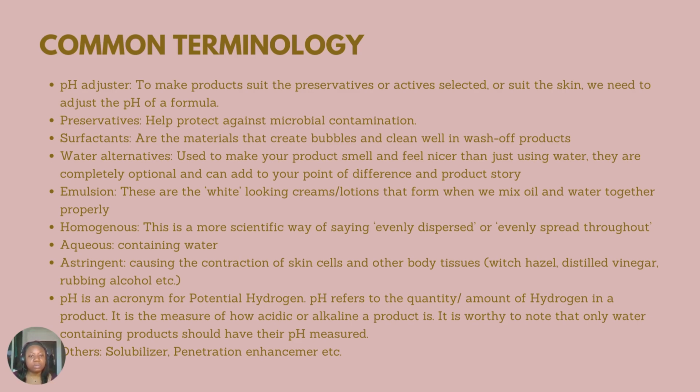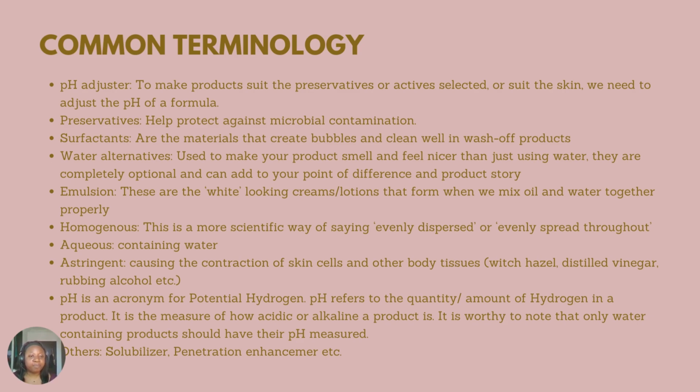Then next we have homogeneous. This is a more scientific way of saying evenly dispersed. So homogeneous means that, for example, you have blended your lotion and all ingredients are evenly dispersed in the lotion. You don't have maybe a concentrate of ingredients at the bottom or at the top. All ingredients are evenly dispersed. Then we have aqueous, meaning the product contains water. Then astringents, they cause the contraction of skin cells and other body tissues. Examples of astringents we have witch hazel, distilled vinegar, rubbing alcohol.